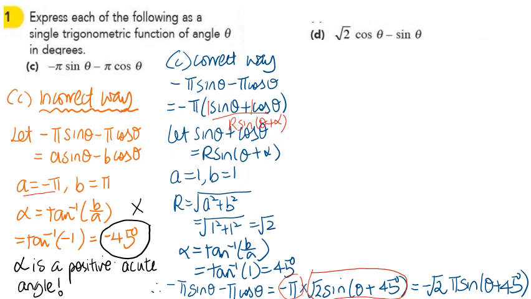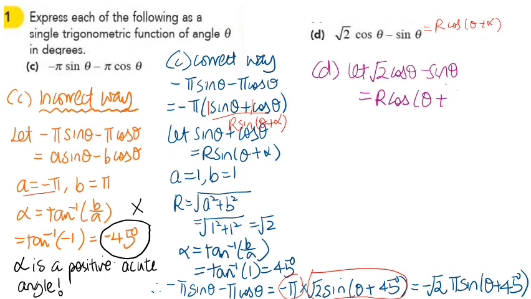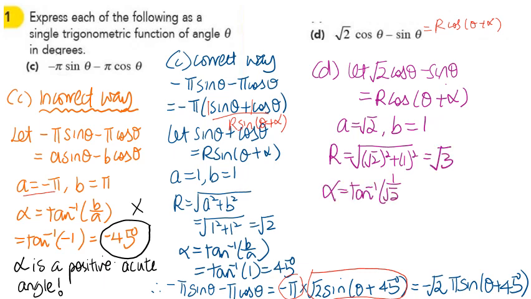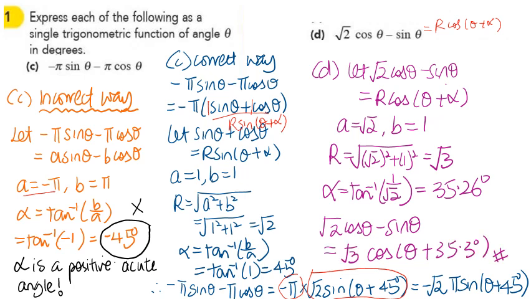If you look at part D, we don't have such a problem. This one, you can just apply equals to R cosine theta plus alpha. So this one has no problem. So the A will be just square root 2 and B will be just 1. So you can find your R, find your alpha, and then put them together back into your single trigo function. For the final answer, it should be 1 decimal place for angle. This is 2 decimal places because it's an in-between answer.